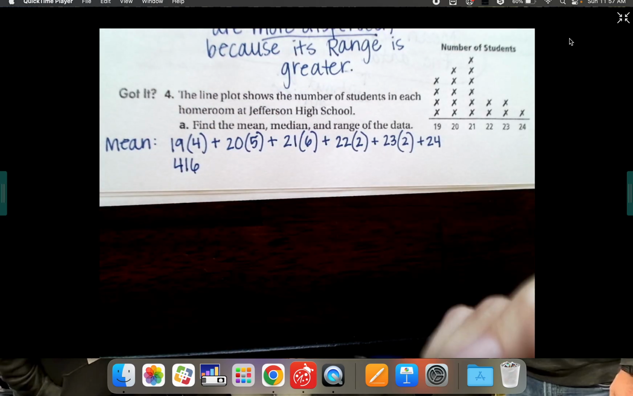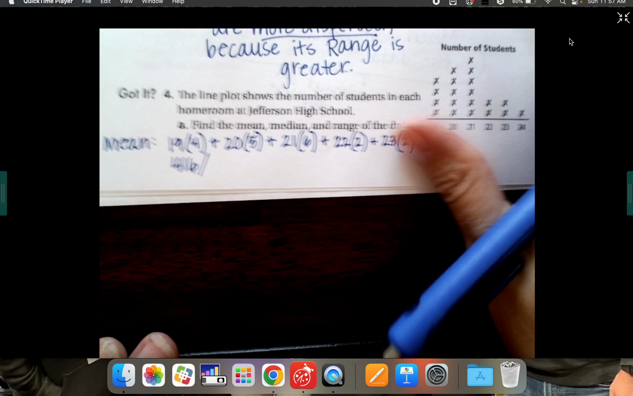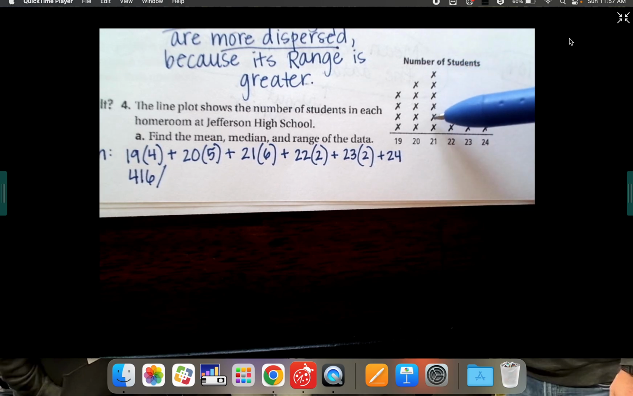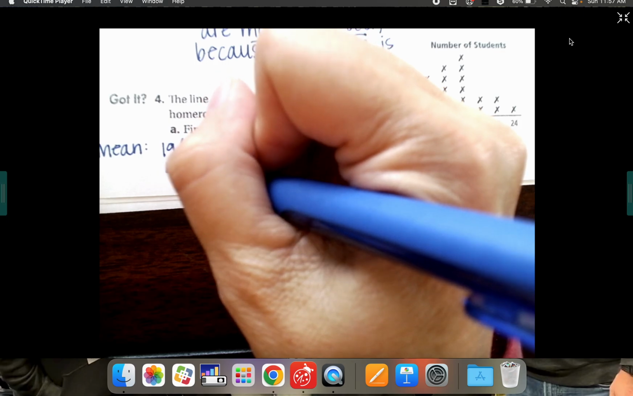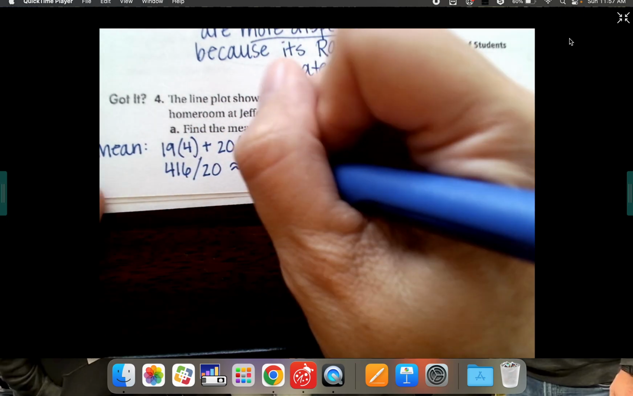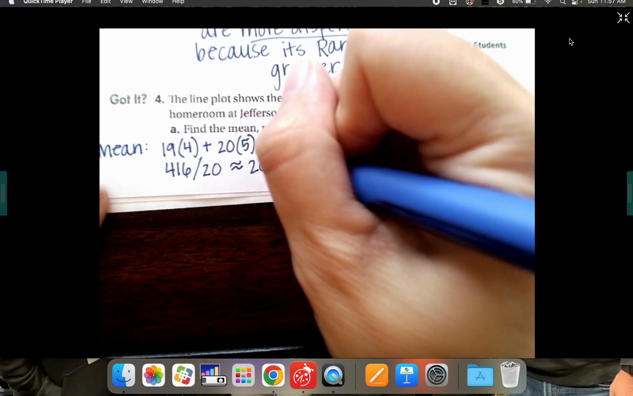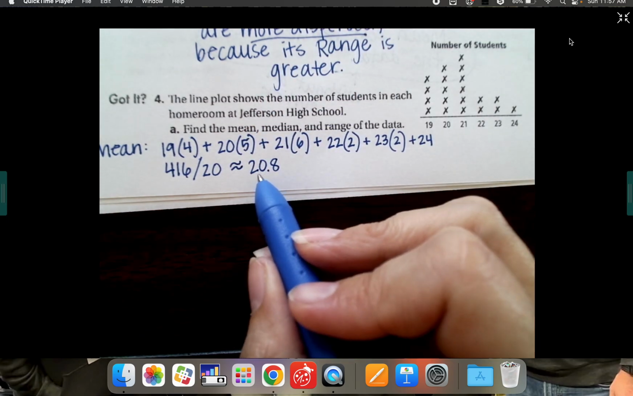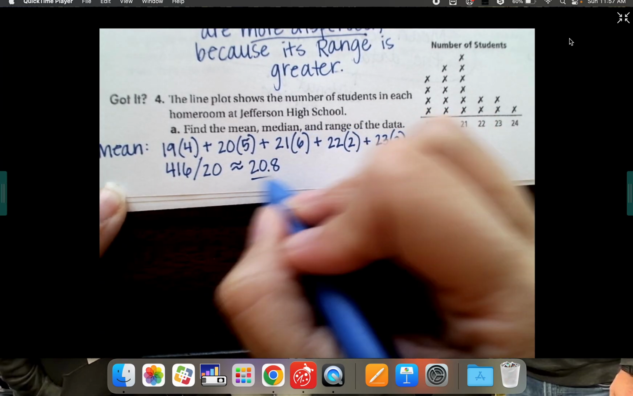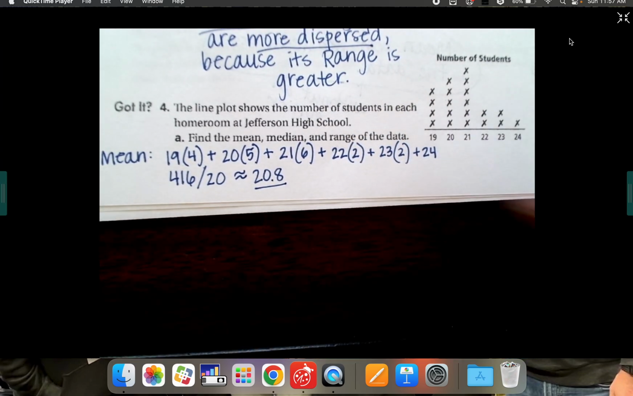I hope I did that right. And I'm going to divide by 20. And the reason I'm dividing by 20 is because if you go through and count up how many X's there are, there should be exactly 20. So there are 20 classes at the high school. So we're dividing by 20. And it didn't come out exactly evenly, but it was close. It was like 20.8. So we're just going to say about 20.8. So on average, there are 20.8. Obviously, you can't have a 0.8 students, but that is what the average is, the mean of students in this high school in the homeroom classes.